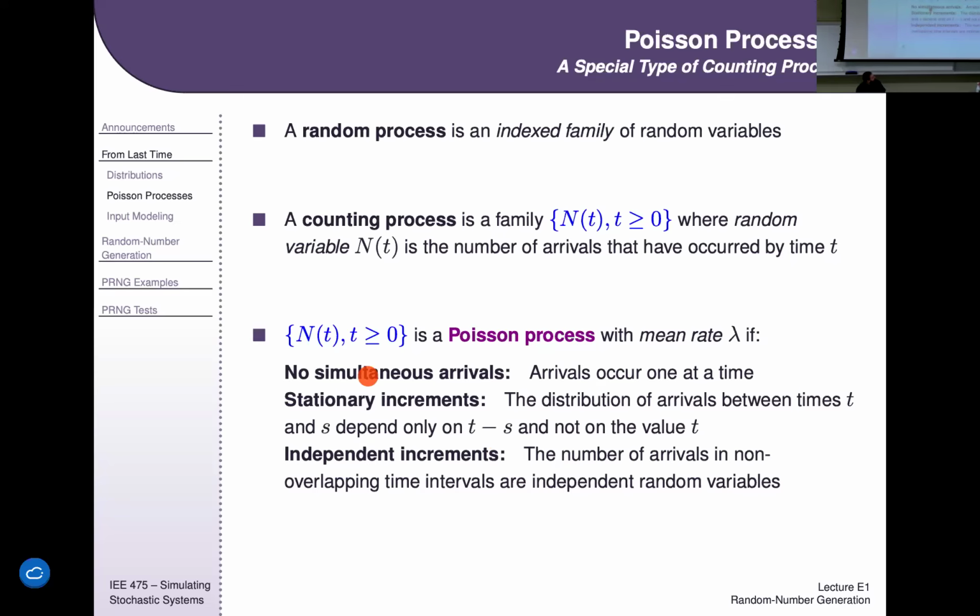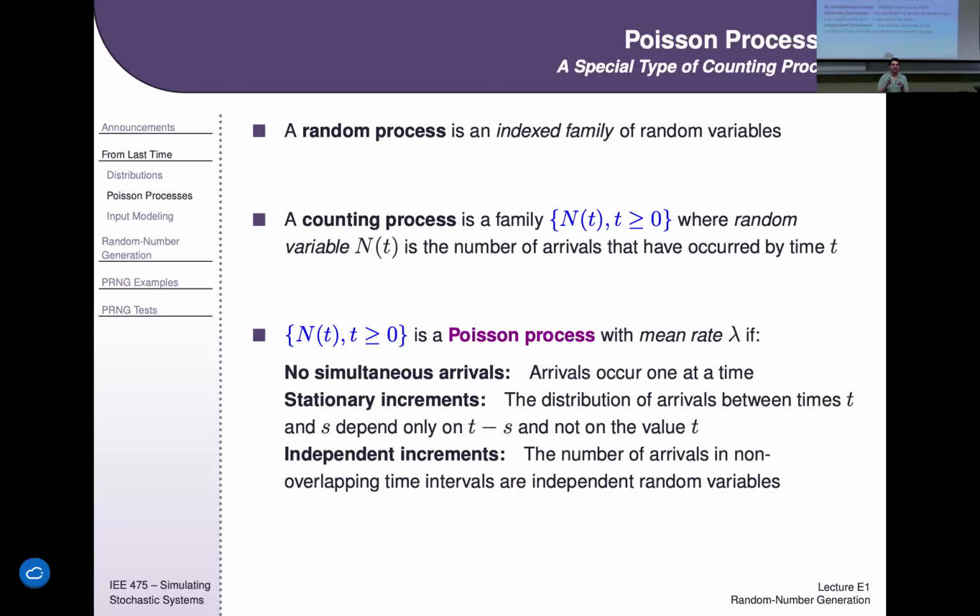So then there's what they call stationary increments. And so the idea here is the distribution of arrivals between two times only depends on the distance between them. So what I mean by that is if you were to say, well, what's the random variable for the count of arrivals at time 1, and what's the random variable for the count of arrivals at time 6? Well, the 1 and the 6 don't matter so much as the distance between them.